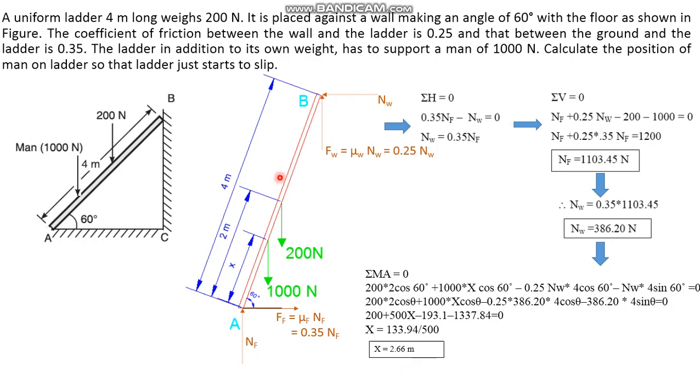When the person is at 2.66 meters, the ladder starts slipping. If he goes beyond 2.66 meters, the ladder will slip. Now if you want to stop that slipping, you have to place some horizontal force P here. This is the main purpose of ladder friction. Thank you.